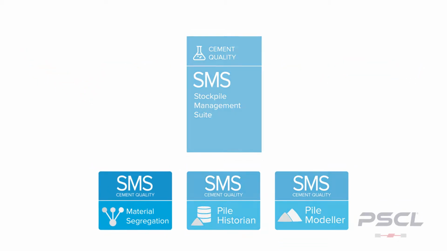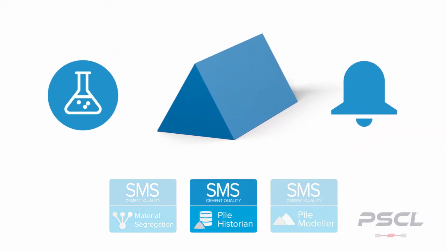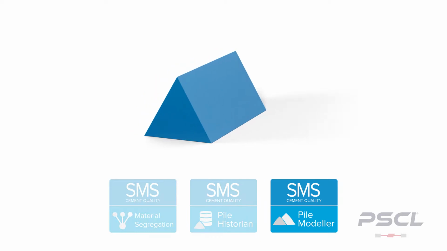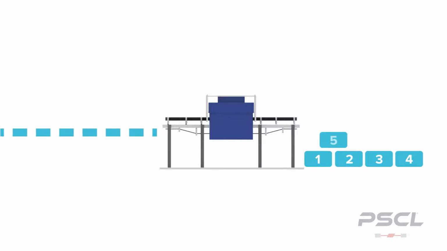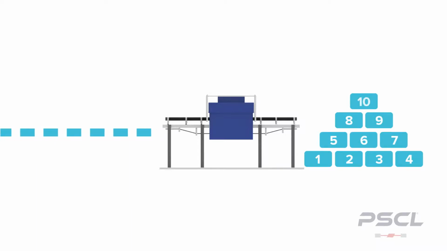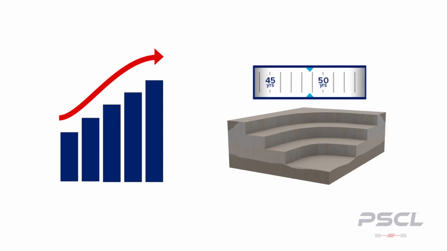The first is material segregation, which uses analyzers to provide sorting based on configurable quality rules. Second is pile historian, which records current pile chemistry and provides alarms when chemistry is off-spec. Third is pile modeler, which provides an investigative tool to allow you to virtually move through a pile to investigate chemistry. SMS maximizes an analyzer investment by increasing the value of bulk data with a new level of insight and reporting, so you can maintain a high level of quality standards while extending quarry life.